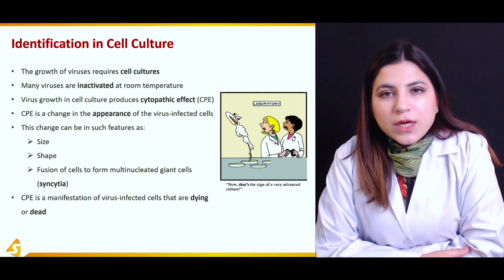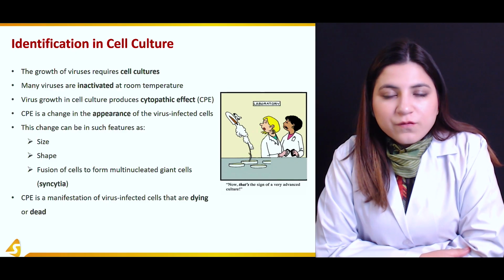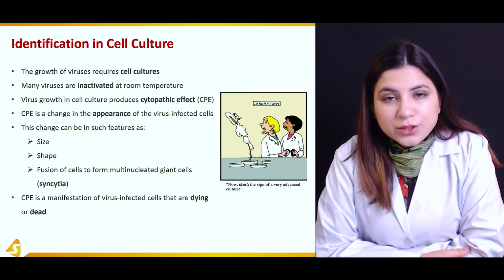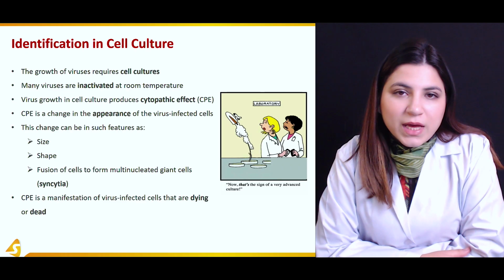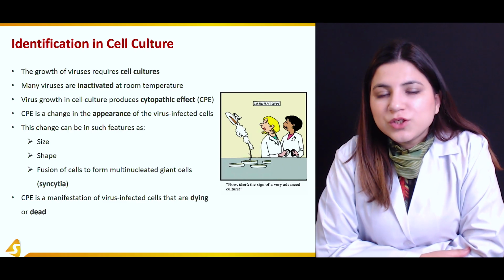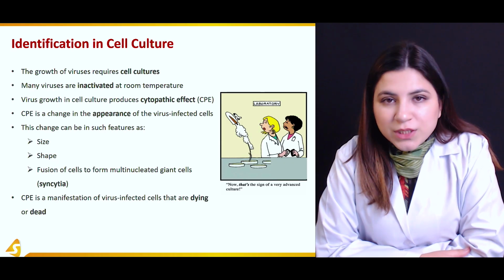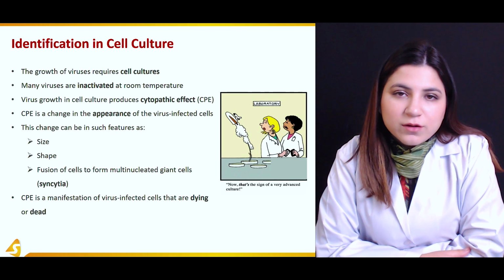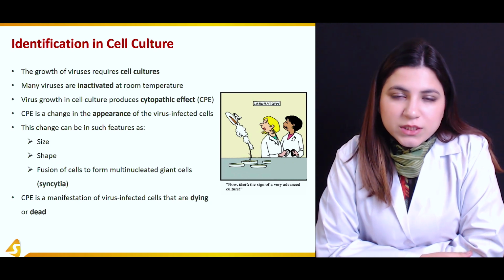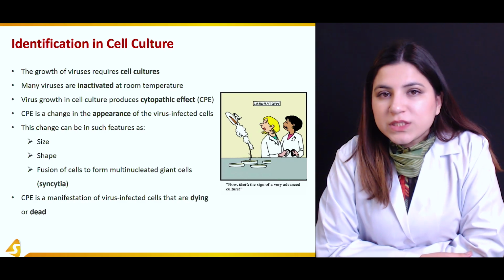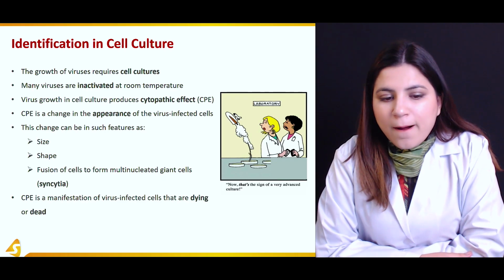So the first one is the identification in cell culture. We know that for a virus to be able to grow and replicate, it requires a cell. And thus, cell culture is important because outside of the body, the virus will not be able to replicate, and we cannot identify whether or not a virus is present inside a patient or not. So, for that, development of cell culture is important.